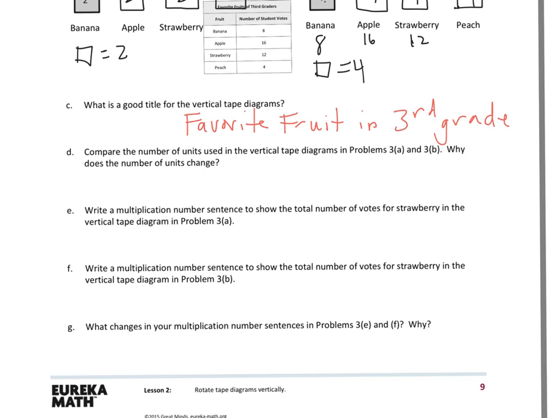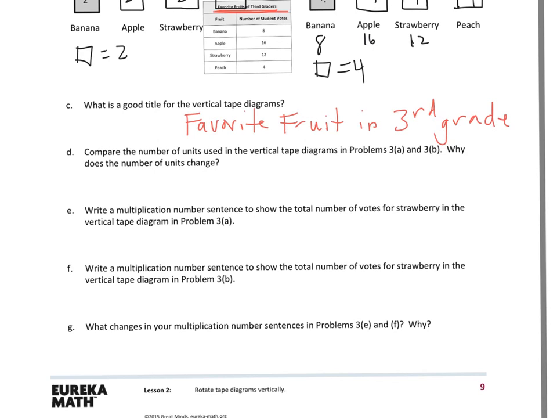And you can come up with something similar to it, but we want to try to use favorite fruit of third graders or favorite fruit in third grade. The title of our chart here that we had is a real good one right there. Favorite fruits of third graders.